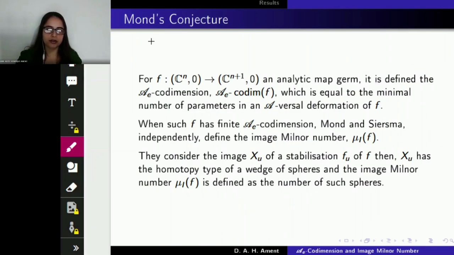Now I will talk about Mond's conjecture. For F from C^n to C^(n+1), an analytic map germ, we define the A_e-codimension. The A_e-codimension of F is equal to the minimal number of parameters in a versal deformation of F. When such F has finite A_e-codimension, Mond and Sirsna independently defined the image Milnor number. They consider the image X_t of a stabilization F_t of F. Then X_t has the homotopy type of a wedge of spheres, and the image Milnor number is defined as the number of such spheres.